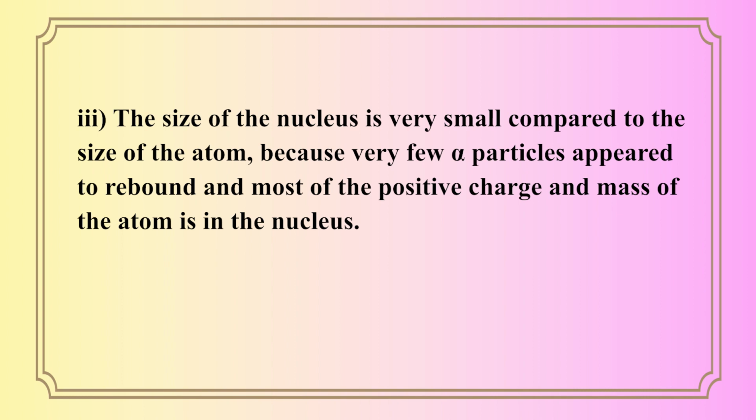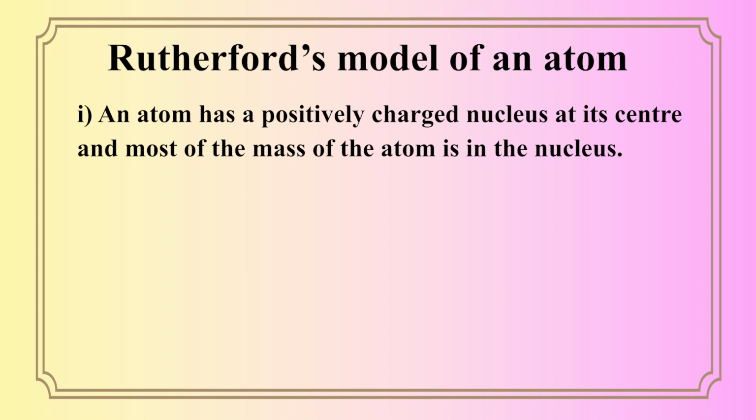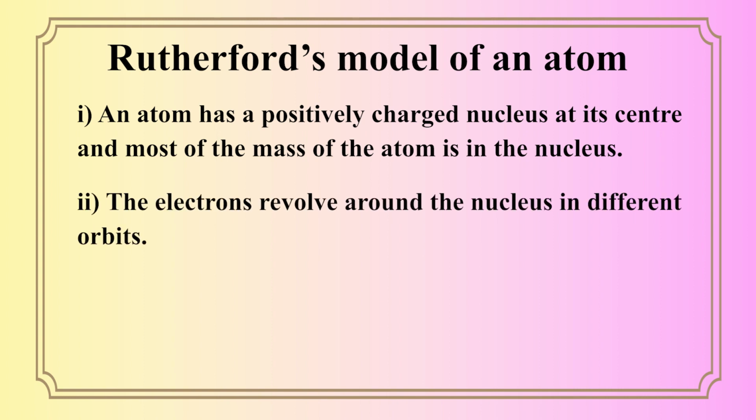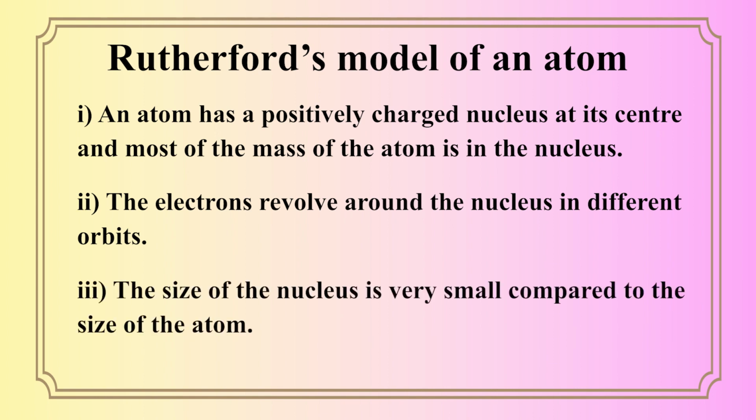So, dear students, according to Rutherford's model, an atom has a positively charged nucleus at its center and most of the mass of the atom is in the nucleus. The electrons revolve around the nucleus in different orbits and the size of the nucleus is very small compared to the size of the atom. However, dear students, Rutherford's model, despite its significant contributions, had its limitations.